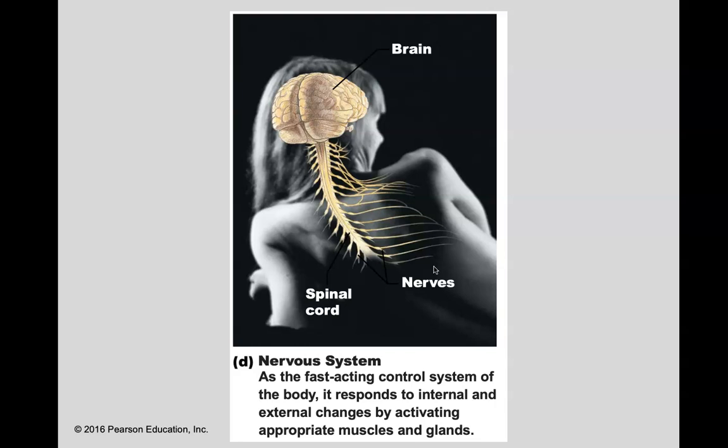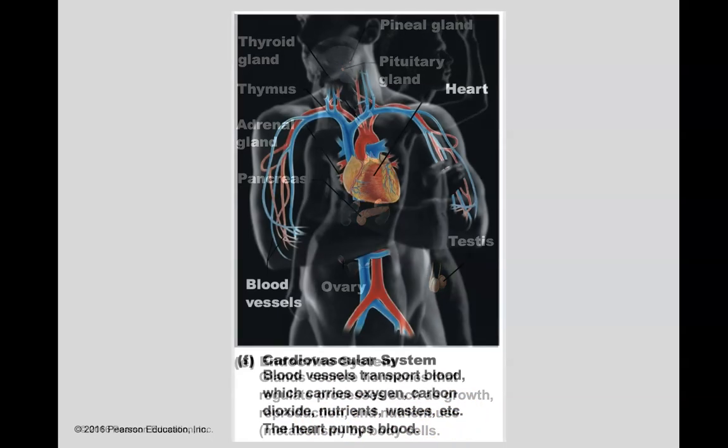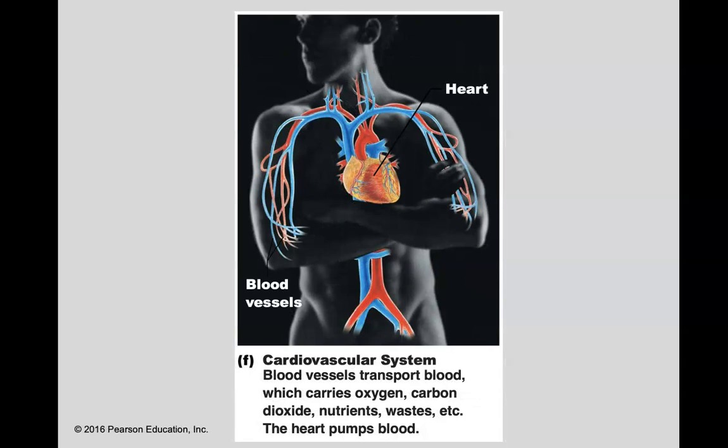So the nervous system is the fast-acting control system, and it can respond to stimuli from the outside as well as internal changes, and then activate the appropriate muscles and glands, whereas the endocrine system is going to do this all through secreting hormones. So it'll secrete hormones that can regulate things like growth, reproduction, metabolism, things like that.